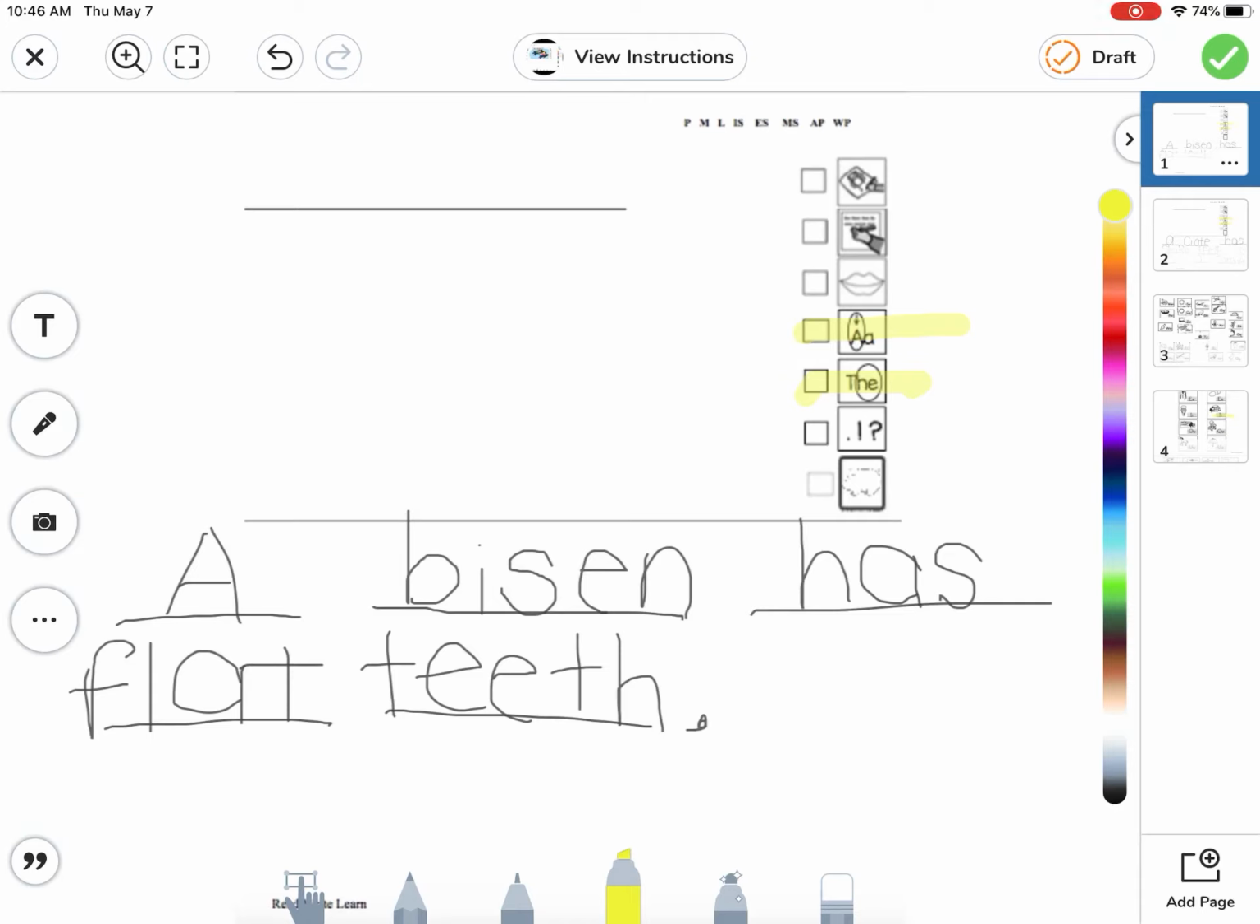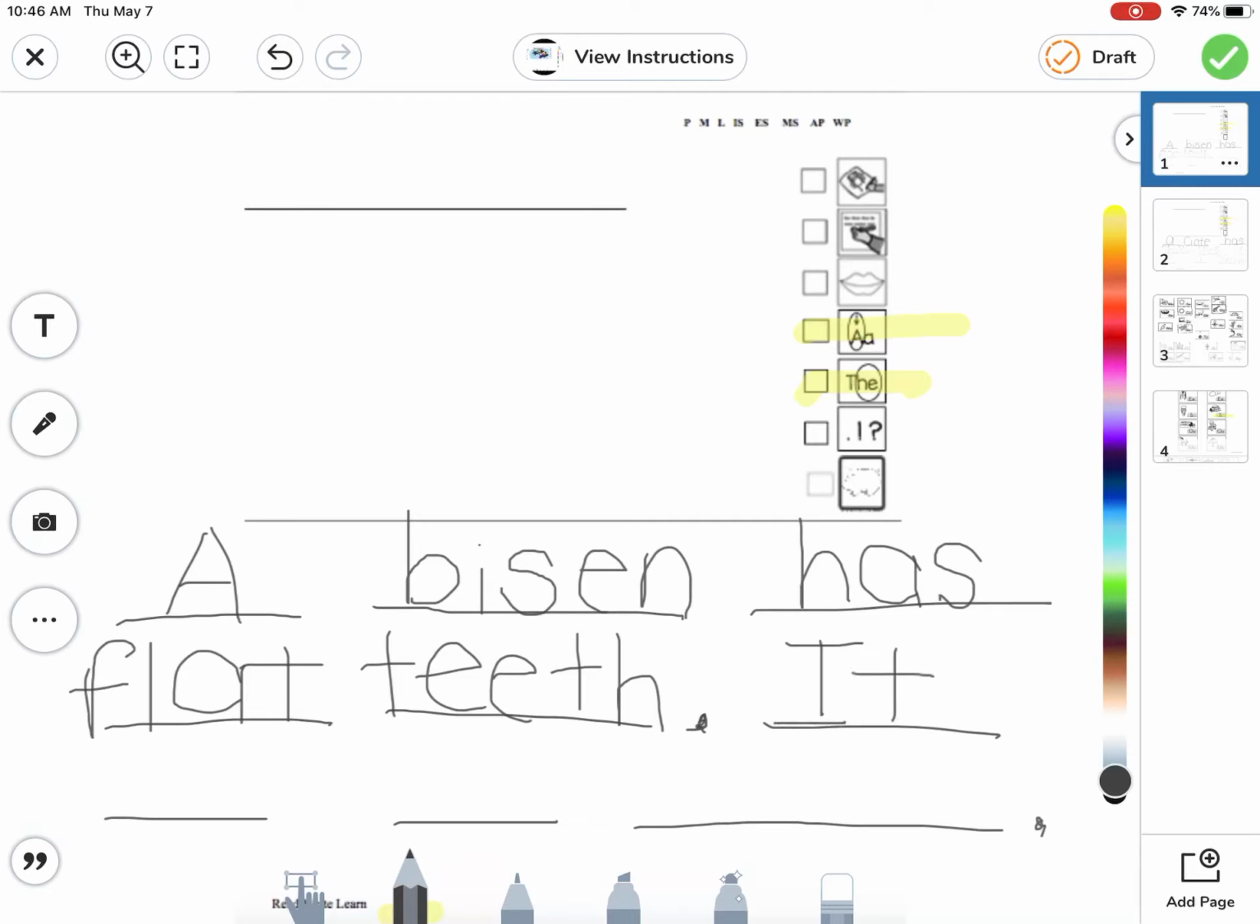Now, a bison has flat teeth is a great first sentence, but this is not quite a super fact. I want you to tell me more. We know that a bison has flat teeth, which means it is a herbivore. So the next sentence I'm going to write is, it is a herbivore. Okay, I'm about to start a sentence. I know I'm starting a new sentence because I'm going to my first letter after my period. What kind of letter should this be? Uppercase. It. Now the rest should all be lowercase in the sentence.